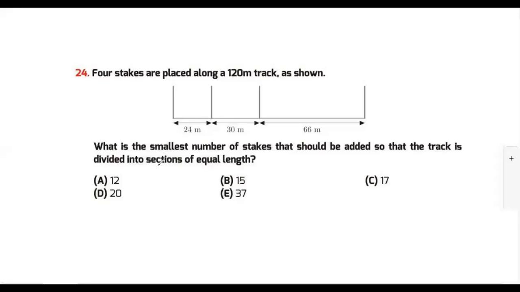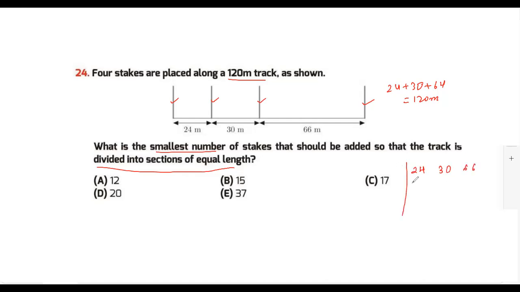Question 24. Four stakes are placed along a 120-meter track. Four stakes means 1, 2, 3, and 4. They are placed along this 120-meter track. If you add them up, like 24 plus 30 plus 66, you'll get a 120-meter track. What is the smallest number of stakes that should be added so that the track is divided into sections of equal length? Now if you see here, we need to find the GCF or the HCF.